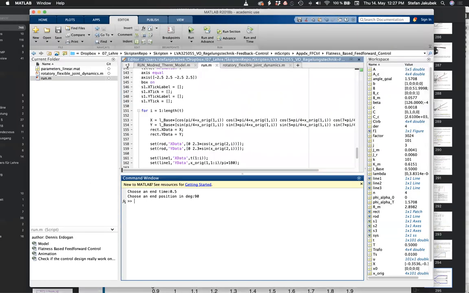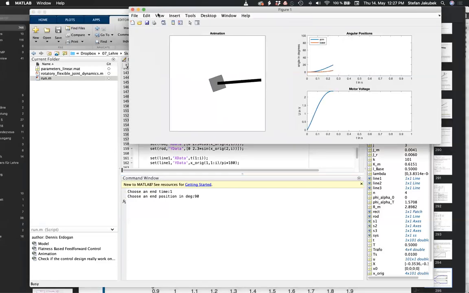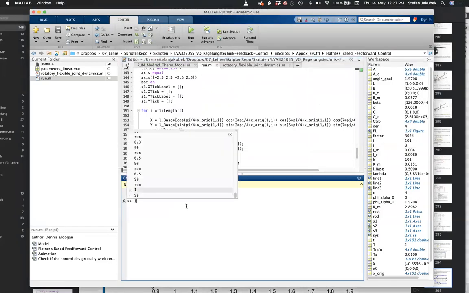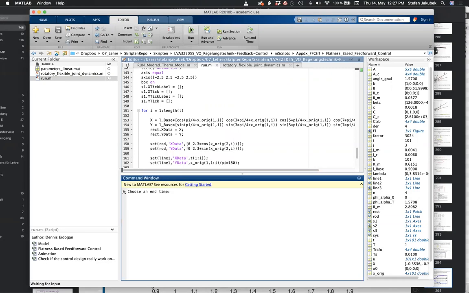Let us just play around a little bit. What happens if I give it more time, so 1 second, which is pretty easy. You see, this is a pretty easy job for the controller. We can go even one step further. Let's try 2 seconds. So this is really slow.